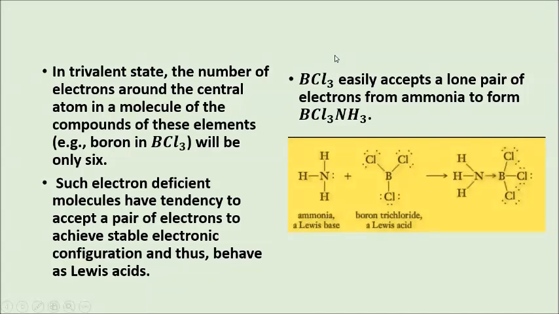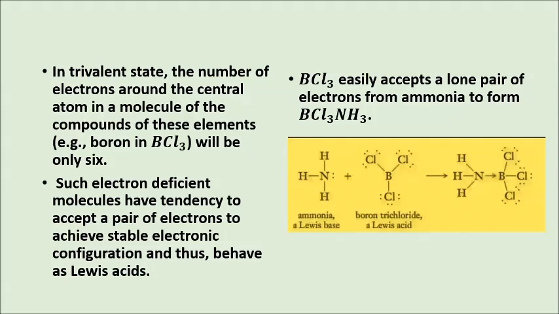In the trivalent state, that is when the +3 oxidation state is there for the 13th group, consider the central atom of a molecule, boron trichloride. The boron is the central atom, and how many electrons are around it? Six only. That means it is not obeying the octet, so we can name it an electron deficient molecule. They have the tendency to accept a pair of electrons to achieve a stable electronic configuration, and they will behave as Lewis acids.